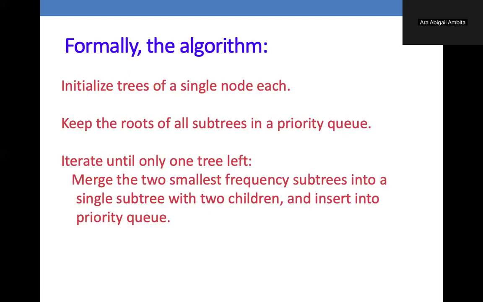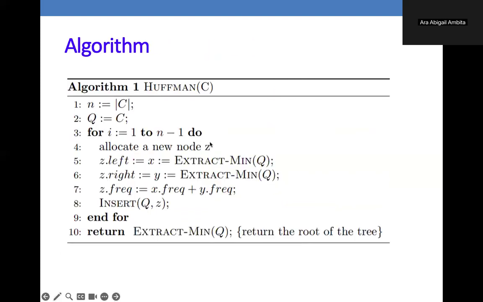Okay. So formally, the algorithm is that we initialize the trees of a single node each, and then we keep the roots of all subtrees in a priority queue. Then we iterate until only one tree is left. And then we merge the two smallest frequency subtrees into a single subtree with two children and insert it into the priority queue. So more formally, this is the algorithm.